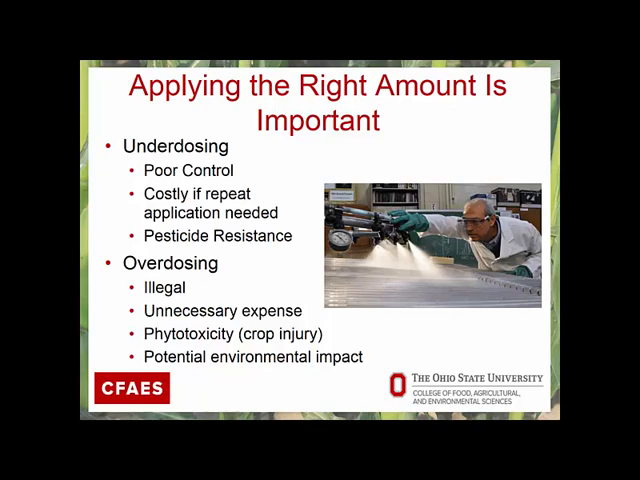Overdosing, or applying more than the label allows, is illegal. That's the number one reason not to do this. But it also can injure your crop. It can be an unnecessary expense and be problematic for the environment. Be sure you pay attention not only to the label maximum application rates, but also the total amount that you are allowed to use per season or per year.